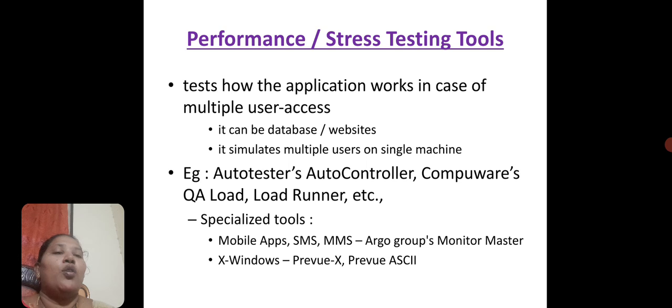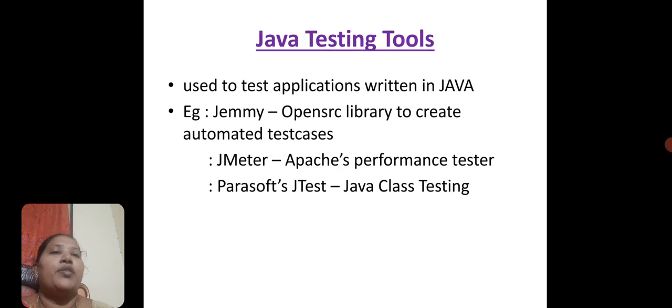Some of the automated open source performance testing tools you have here are AutoTester, AutoController, CompuWare, QA LoadRunner, and some specialized tools are available for mobile apps, SMS and MMS, that is the Argo Group's Monitor Master. And for X Windows you have Preview X and Preview ASCII. So these are all the open source performance testing tools available to check the performance of a particular application.